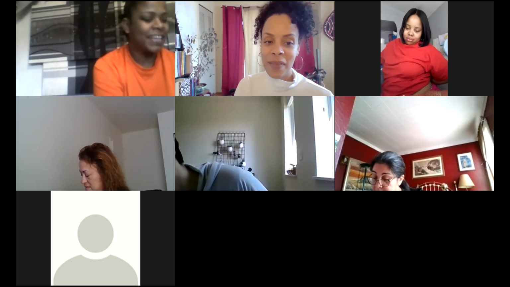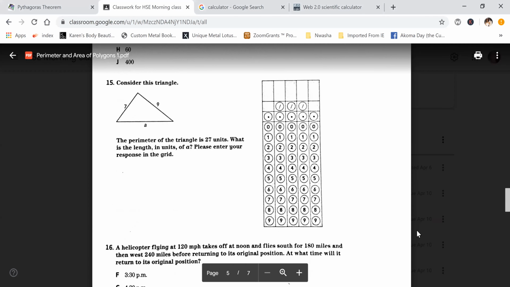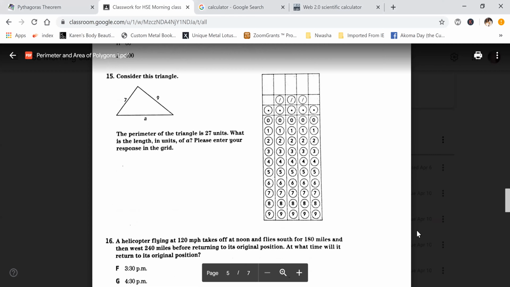So now we're on 15. Another thing to consider. They're giving you a lot to consider. So now this one, consider this triangle. Now automatically you're like, okay, these are all different lengths. This is not a right triangle. So now that's eliminating having to use the Pythagorean theorem, right? That's just your considering. You got 2 side lengths out of 3, and this time it's not a right triangle.